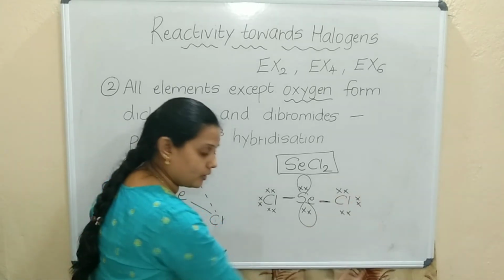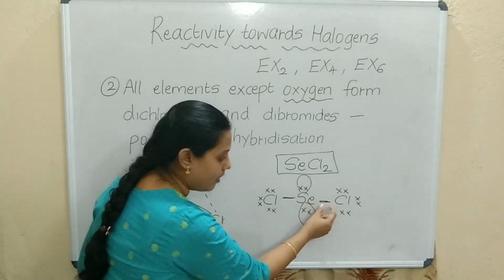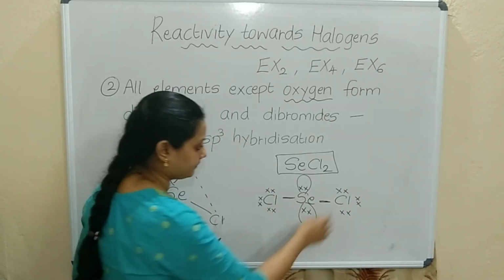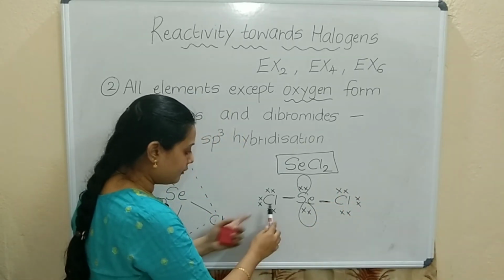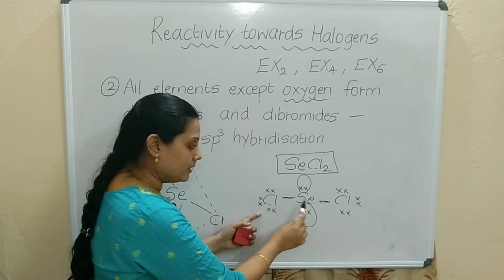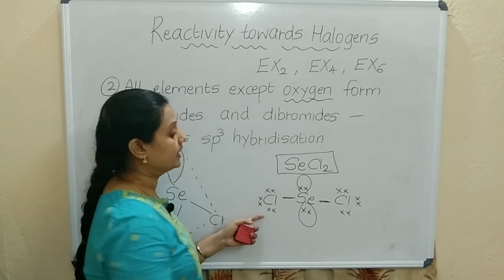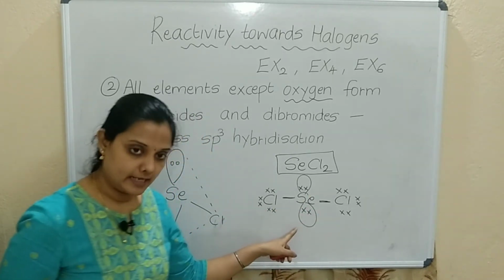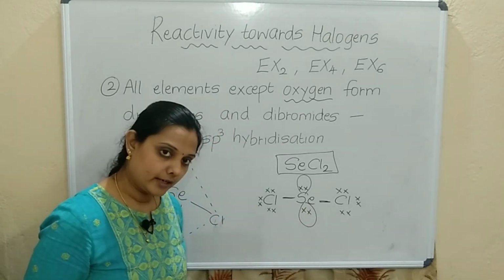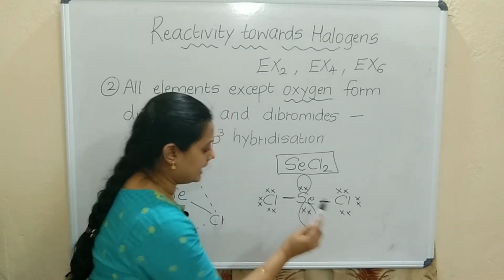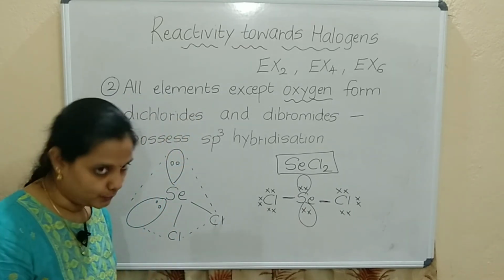How? Check for chlorine first of all. It is forming a bond with selenium. That bond will have 2 electrons, then 3, 4, 5, 6, 7, 8. Done, octet complete. Check for this chlorine. It is forming one bond with selenium, so 1, 2, 3, 4, 5, 6, 7, 8. Done. Check for the central atom, that is selenium. It is making 2 bonds, so 2 bonds means 4 electrons are there, then 5, 6, 7, 8. So the octet is complete. This is the Lewis structure for SeCl2.